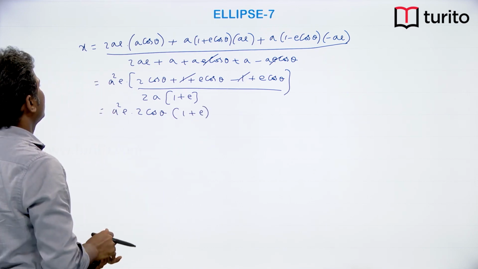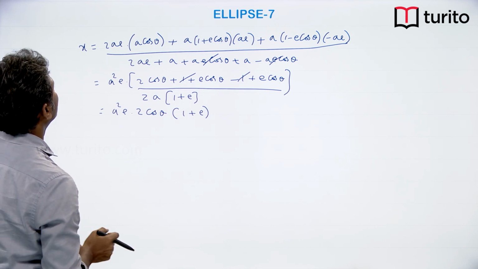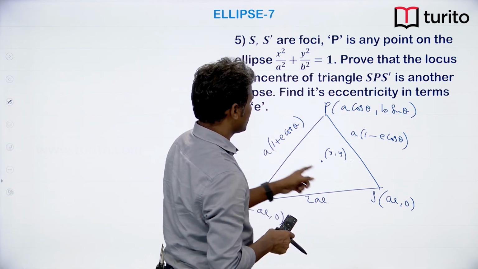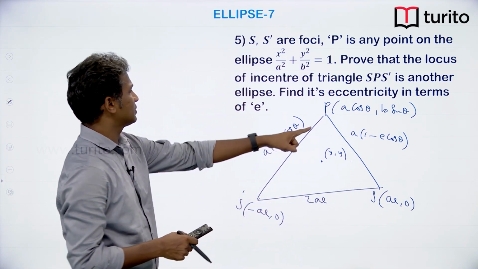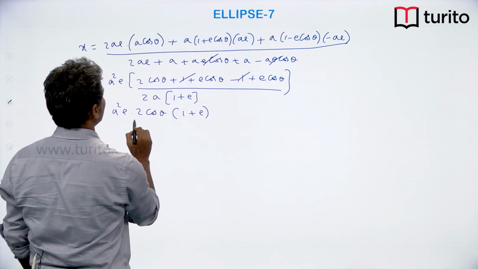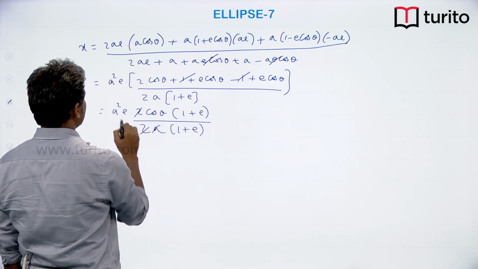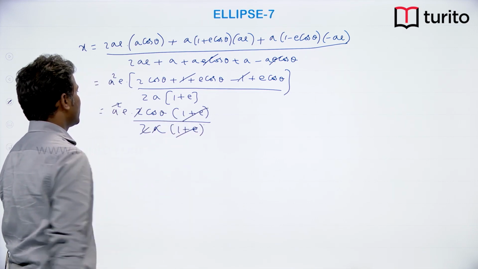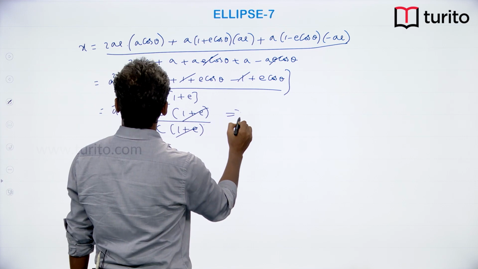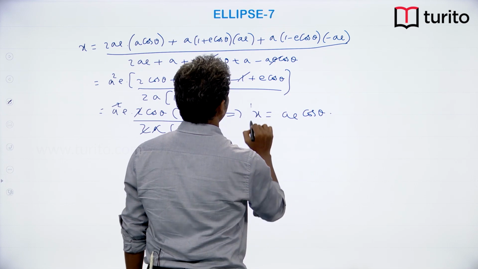Is that fine? Okay, so let me just see that. If I am taking A into (1 plus E cos theta), it must be multiplied with AE, this also must be multiplied here. So, we are getting a simple form here. Okay, so that is fine. So, (1 plus E) by 2A into (1 plus E). So, 2 cancelled and A also cancelled, 1 plus E is also getting cancelled. Okay, very beautiful. So, this means we got a relation like x equal to AE into cos theta.